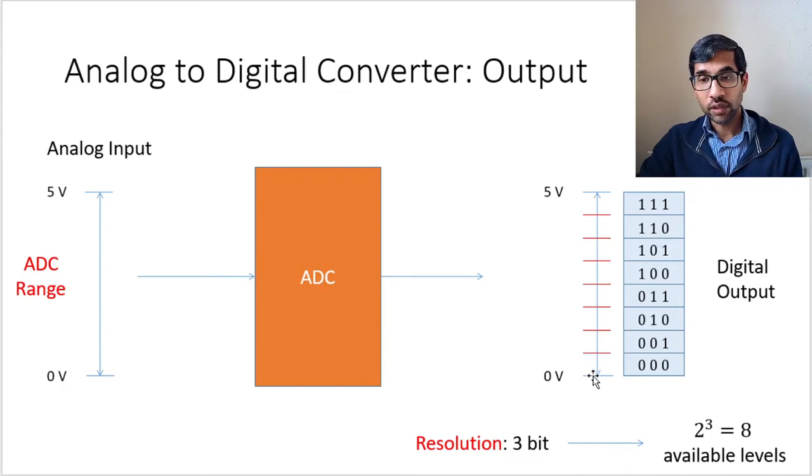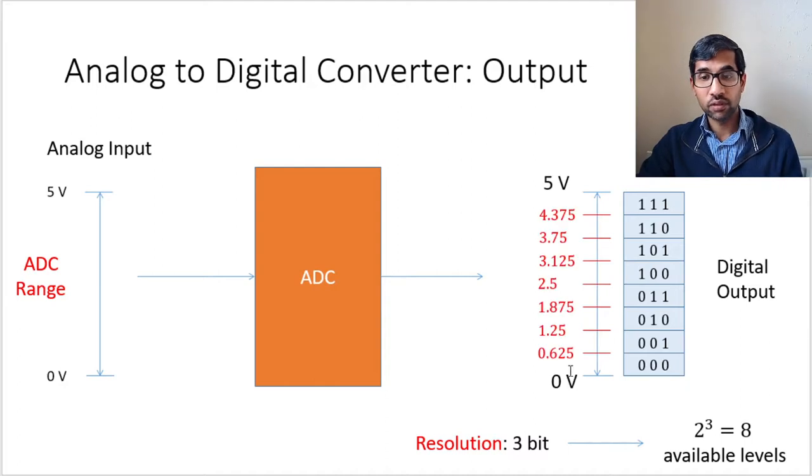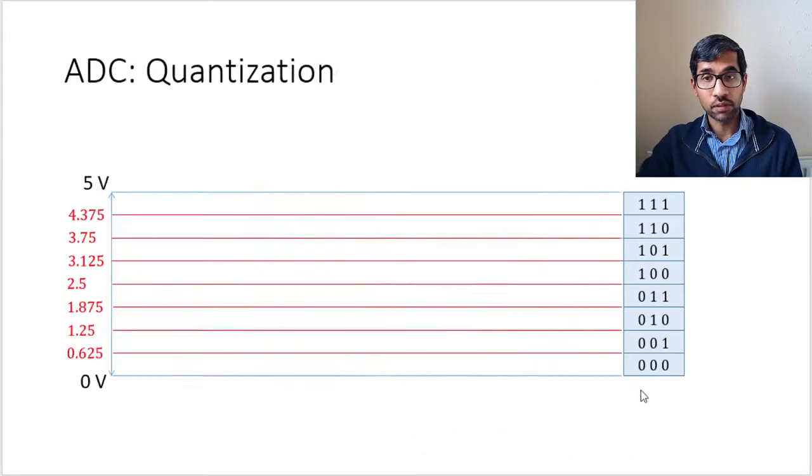So basically you divide the 0 to 5 volt range into 8 parts. Okay, and those intervals would be like this, right? 0 to 0.625, 0.625 to 1.25, and so on and so forth. And for each level, if an analog value falls inside this level, you basically assign it the value 000 in digital. Okay, hopefully that makes sense. So this is what an analog to digital converter needs to do.